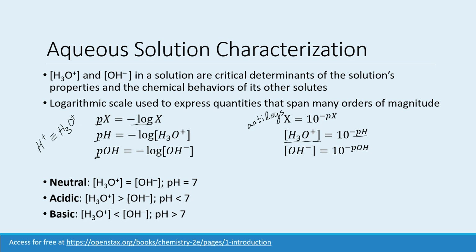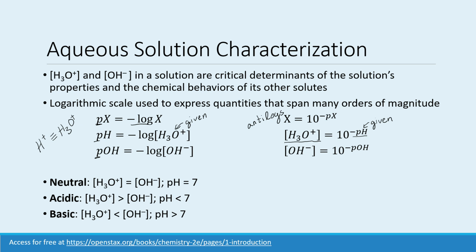So it just depends on what you're given. If you are given the hydronium ion, then you can find pH using the negative log. If you are given the pH, then 10 to the negative pH will give you the hydronium ion concentration. And we can interchange that with the hydroxide ion. So pOH is equal to the negative log of the hydroxide ion, and then the concentration of the hydroxide ion is equal to 10 to the negative pOH.